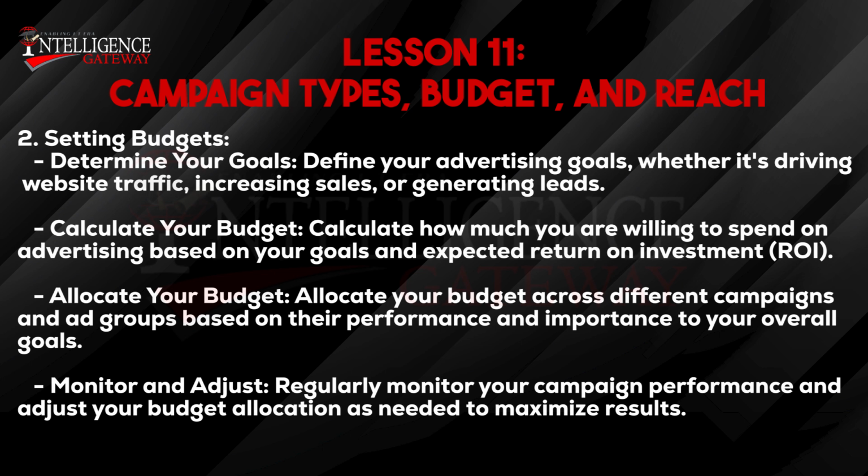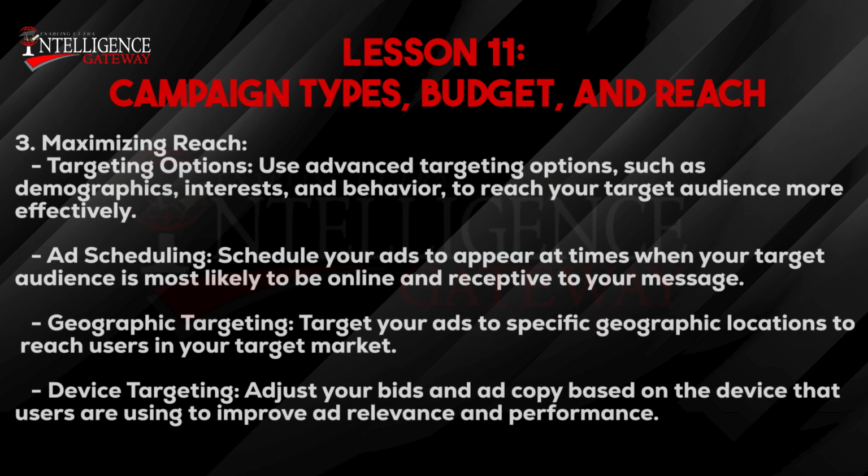Monitor and adjust: regularly monitor your campaign performance and adjust your budget allocation as needed to maximize results. 3. Maximizing reach. Targeting options: use advanced targeting options such as demographics, interests, and behavior to reach your target audience more effectively. Ad scheduling: schedule your ads to appear at times when your target audience is most likely to be online and receptive to your message.